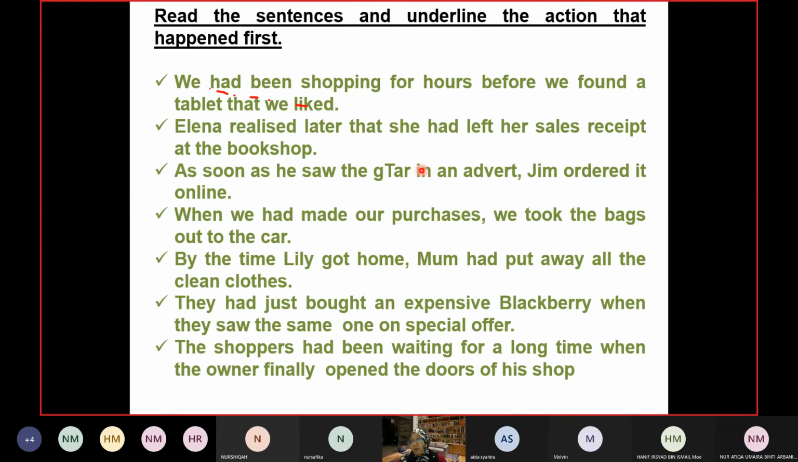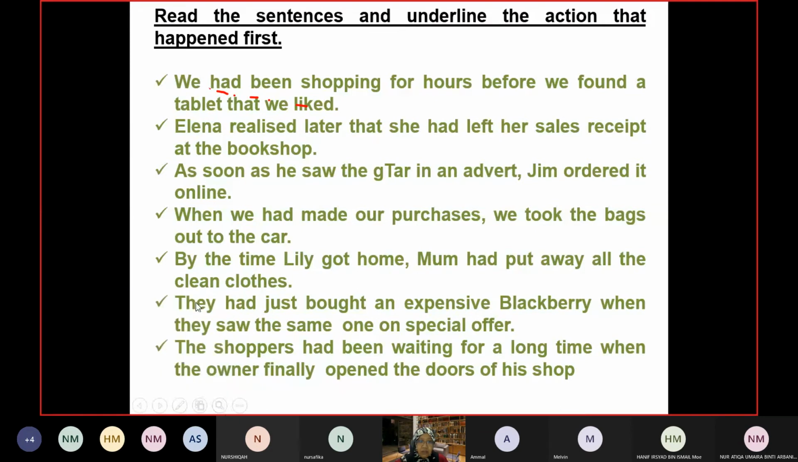Number 4. Siapa ada lagi kat sini? Amal. Had made our purchases. Alright, good. Number 4, the answer is had made. Dia beli dulu, baru dia letak bag tu dalam kereta dia. Again, dia tak guna had been making sebab dia tak ada jangka waktu berapa lama kejadian tu berlaku. So that's why you use had made only, bukan had been making. Alright, next one.